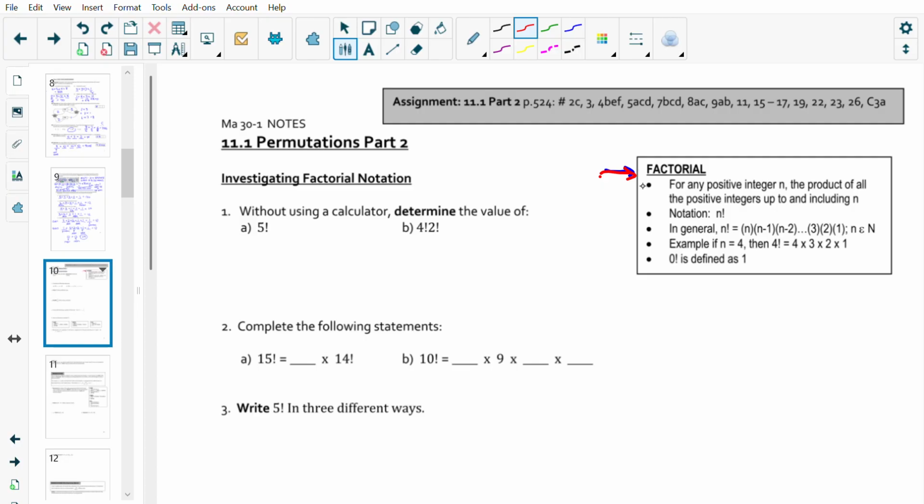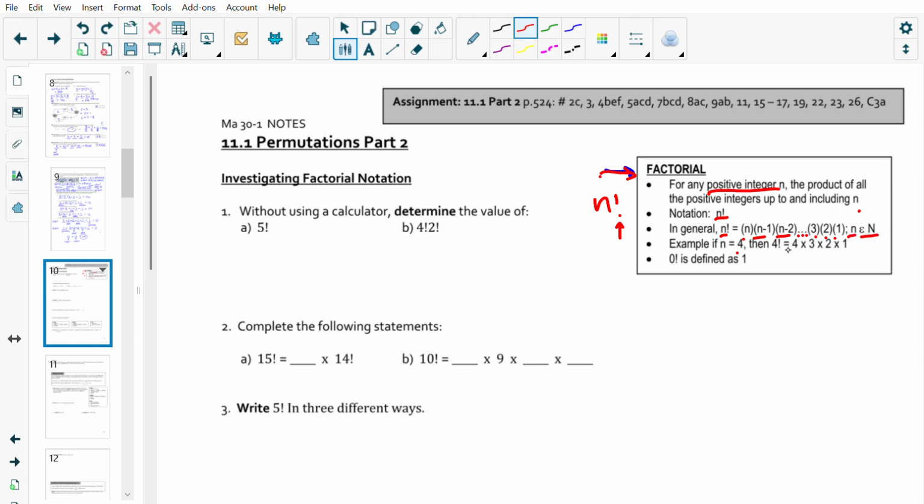So here is the definition for any positive integer n: the product of all the positive integers up to and including n. The notation is n with an exclamation point, and it tells you to do a certain operation. So n factorial equals n times n minus 1 times n minus 2, dot dot dot, times 3 times 2 times 1, where n is an element of the natural numbers.